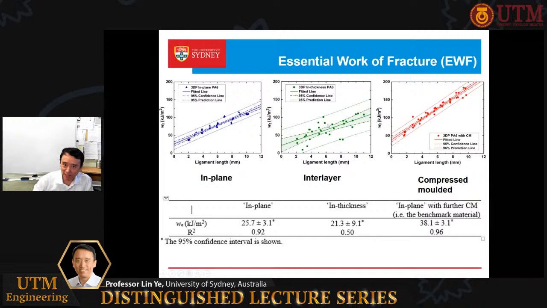If we're trying to figure out the interception point here, which we call the specific essential work of fracture, then you can see this is the actual value. The in-plane is about 25.7, the interlayer is about 21, and the film after compression molding, which is basically the defect-free film, is about 38. So basically it means there is a defect.